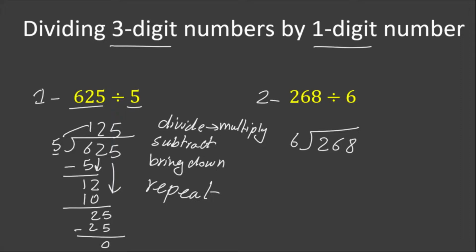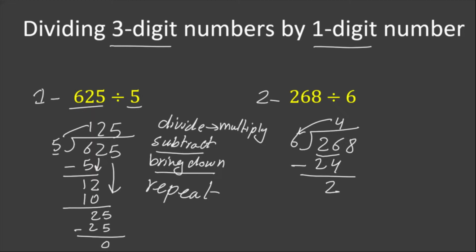We group the first two digits and we get 26. To look closely, we can get 4 whole groups of 6 out of 26. So 4 times 6 is 24. And we move to the next step, which is subtraction. We subtract: 26 minus 24 is 2.